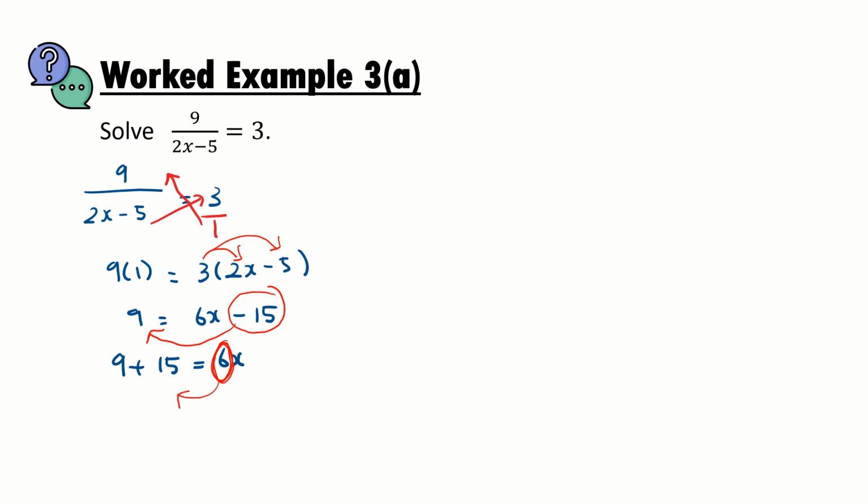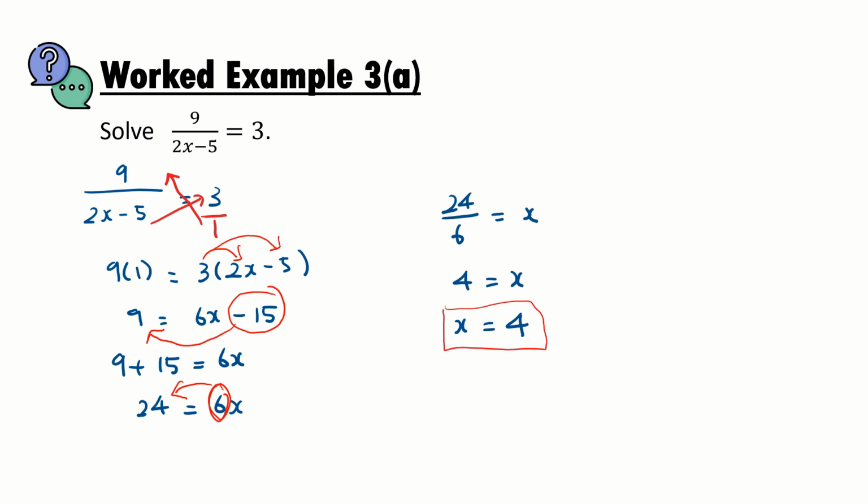So perhaps before I bring it over, 9 plus 15 is just 24, and that is 6x. So this 6, I want to bring it over to the left side. And by bringing it over to the left, I'm going to divide 24 divided by 6, and that is equals to x. And therefore, we see that 24 divided by 6 is 4. So x is equals to 4. Maybe I can just rewrite it into this form, which is something we're familiar with. So x is equals to 4 is our answer.